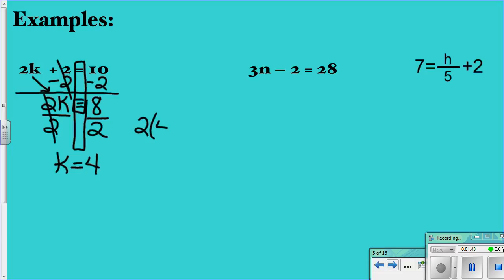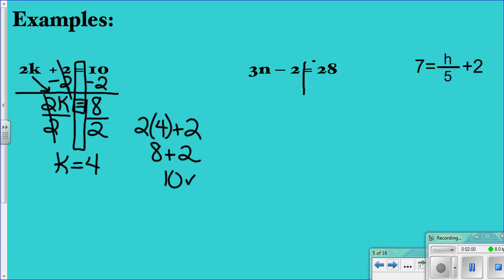Let's check it. Multiplication comes before addition when we are using order of operations. 2 times 4 is 8, plus 2 is 10. Yes.